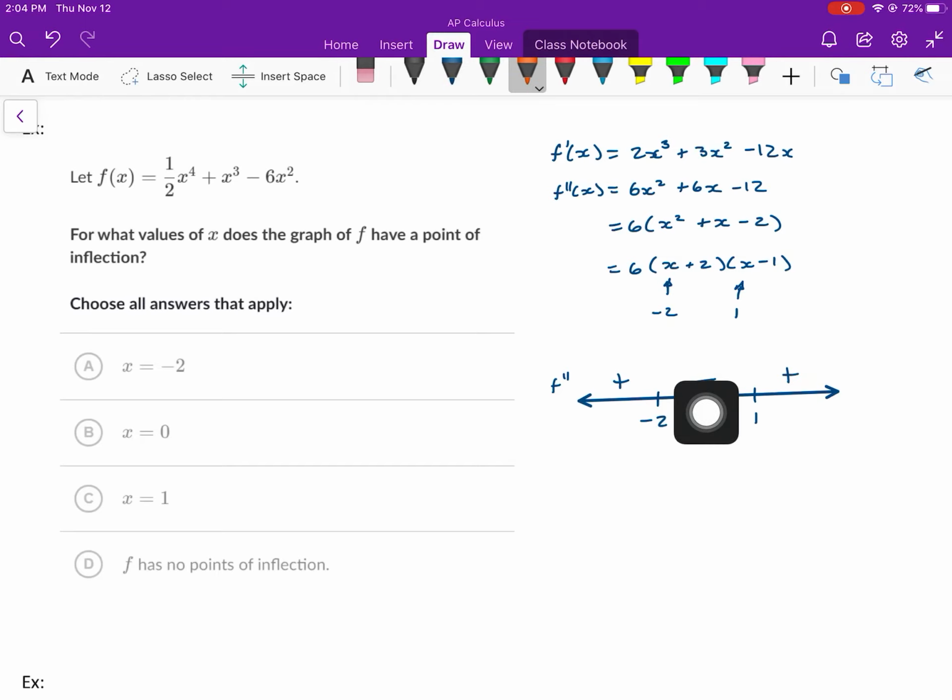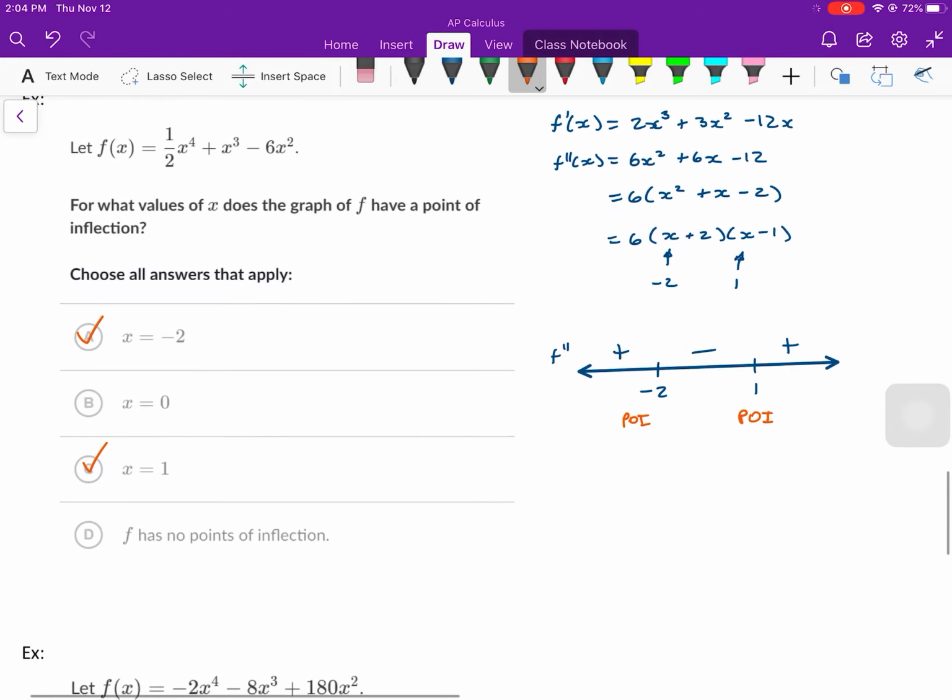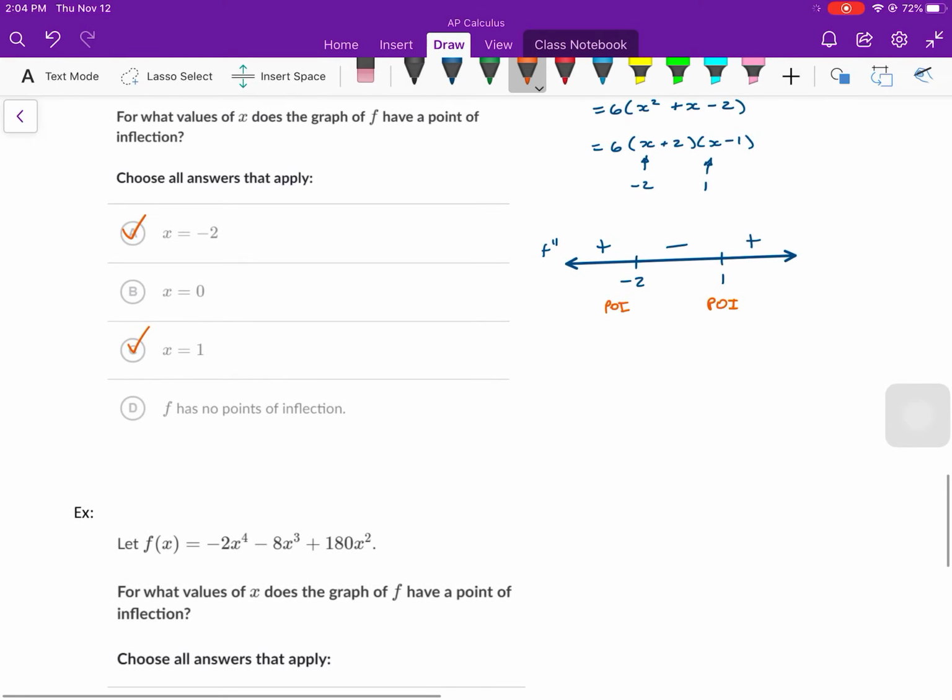So does it change? Plus to minus, yes, it changes. So this is a point of inflection. And then negative to positive does change. So this is also a point of inflection. So negative 2 and 1 are both points of inflection. So you just have to test it.